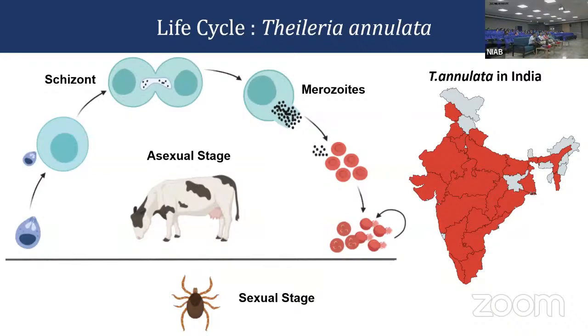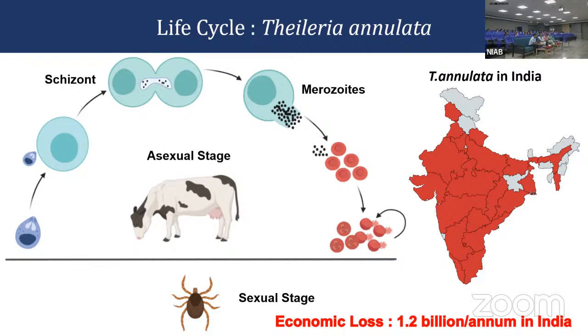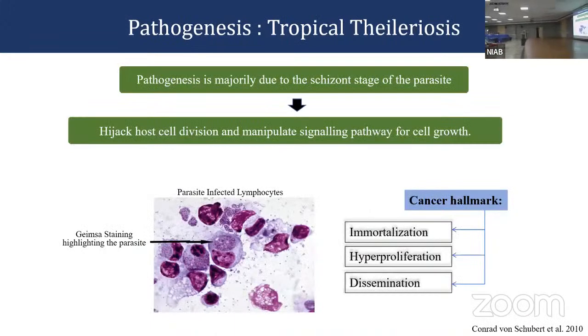And if we see the distribution of this parasite, you can see that it is found across India. It is estimated that around $1.2 billion of loss occurs due to this disease to the Indian livestock industry. Now, let's come to the pathogenesis. As I have told, the pathogenesis is due to the schizont stage of the parasite. This stage has the capability to hijack the host cell and transform it into a cancerous type of cell, where it manipulates various signaling pathways of the host for its own advantage, like cell growth. And there are certain hallmarks of these infected cells like immortalization, hyperproliferation, and dissemination.